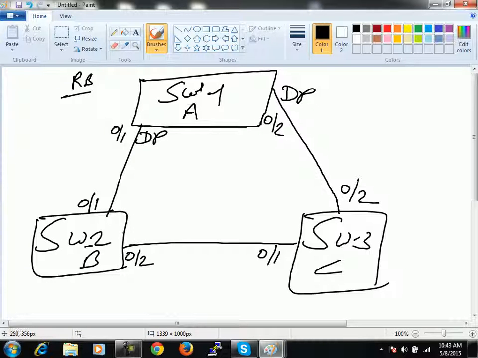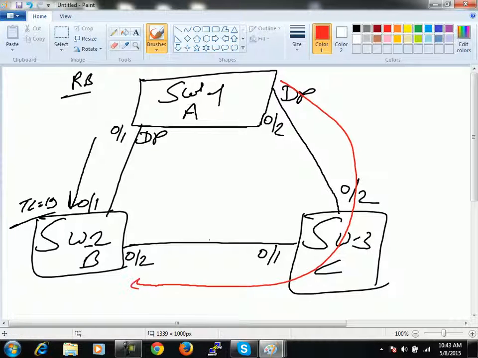Now because switch 2 is not going to be the root bridge, it will elect an RP. It will compare cost. Here it will receive a 0 cost BPDU. Total cost will become from here. If the BPDU is coming from this side, then here it will receive 0, but before transmitting it towards switch 2 it will add the cost of 2 at this switch 3. I got your point? Yes.